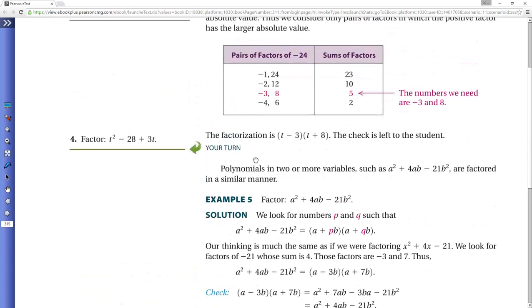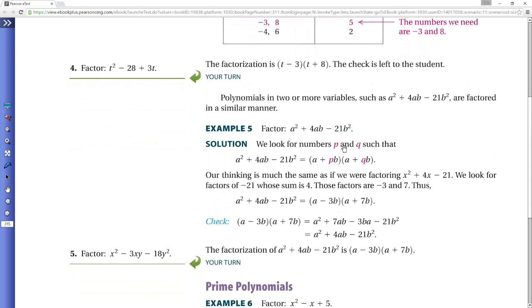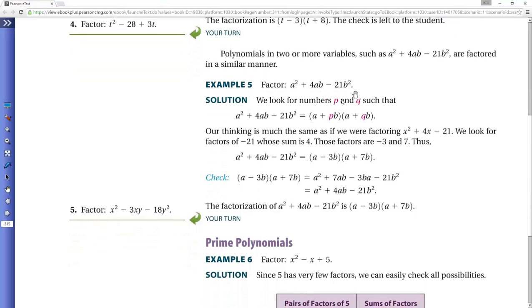Now, in this case, they're going to get a little more complex, where they have a squared plus 4ab minus 21b squared. You need to think about what's going to create my first product here, the answer to my multiplication of two factors. In this case, a squared is going to be a and a. So I know the first part of my binomial is a and a, okay?